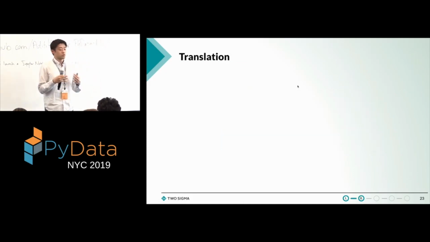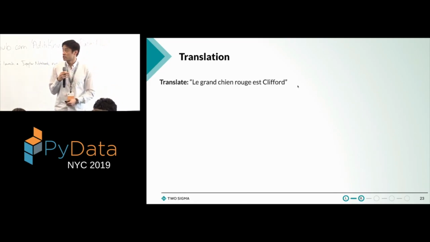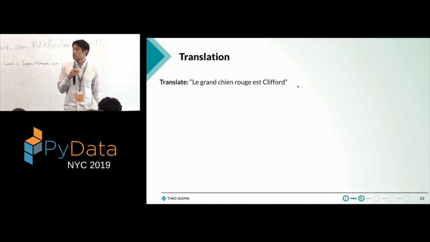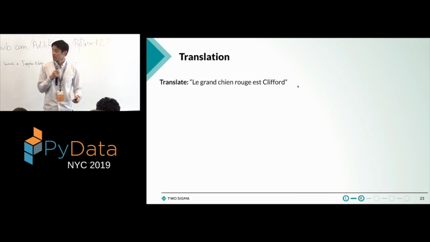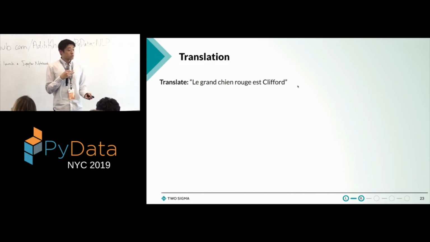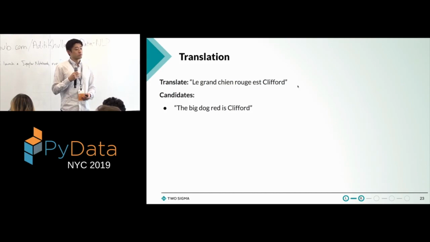Another example of where a language model plays a pretty big role is in translation. To see how this happens, let's say that we want to translate the French phrase, Le Grand Chien Rouge et Clifford, into English. The first thing you might want to do is figure out what English words each of these French terms correspond to. Doing a word-for-word translation, we'll get something like, the big dog red is Clifford.